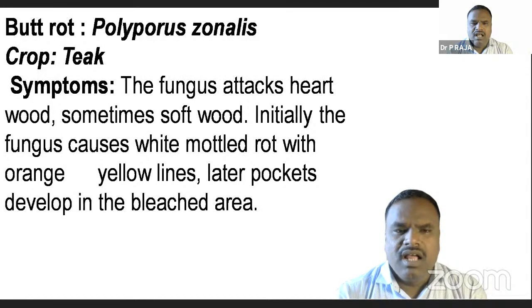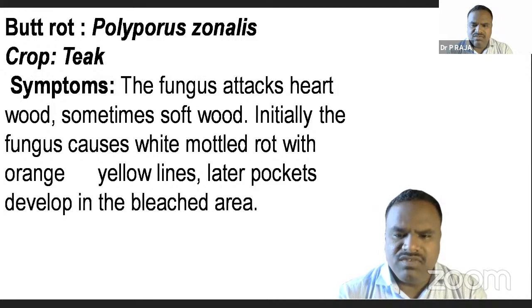Okay, and then bud rot, the last one, that is caused by Polyporus zonalis. Many species of polyporus widely attack forest trees, and quoting one example, this is teak. But if you see, polyporus attacks most of the trees. And the symptom: the fungus attacks the hardwood, sometimes softwood. Initially the fungus causes white mottled rot with orange yellow lines, and later, pockets develop in the bleached area. So this fungus attacks the wood and multiplies.